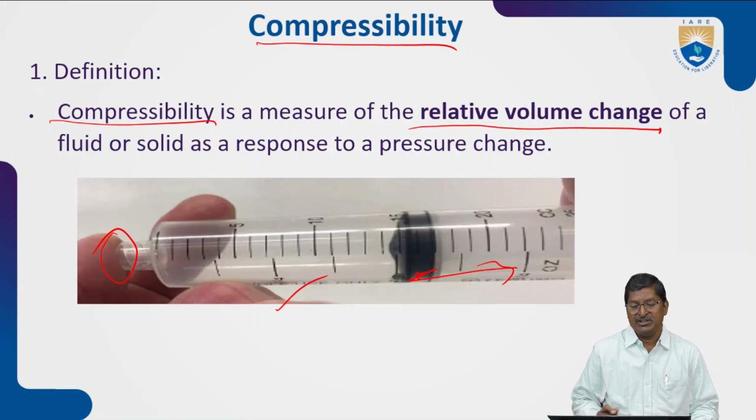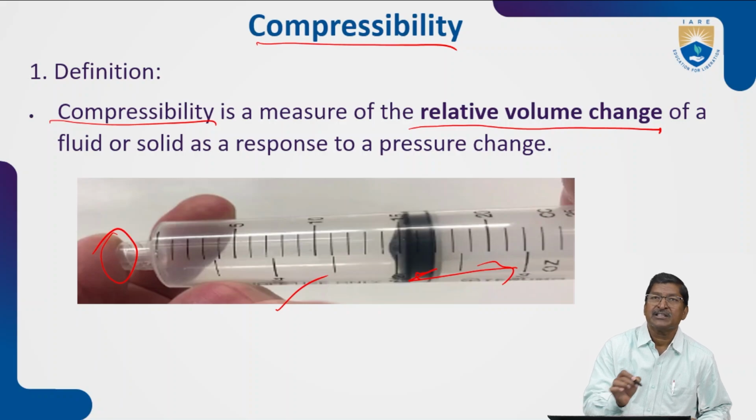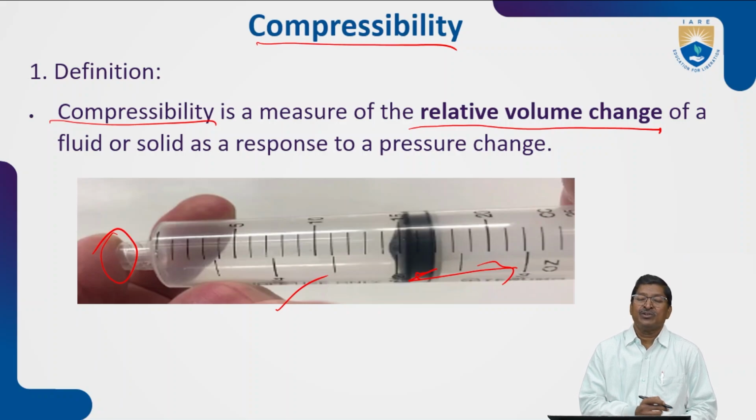And why is it required initially? Why should we learn this compressibility? What is the reason? Where is it applicable? For example, if we see an aeroplane.